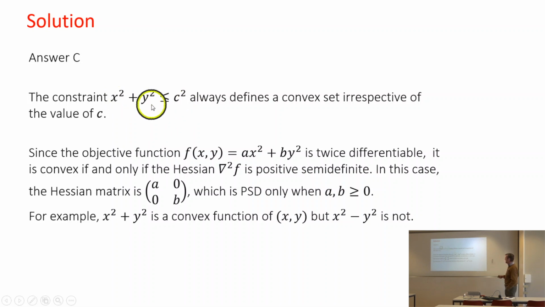The constraints. What is the shape of the set of constraints? It's a disk, the interior of a circle. That's a convex set. So it's always a convex set for any value of positive C. But now the problem is with the objective function. If A and B are equal to 1, x squared plus y squared is a convex function. But if B is equal to minus 1, x squared minus y squared is not. Minus x squared minus y squared is a concave function, but this one is neither concave nor convex.